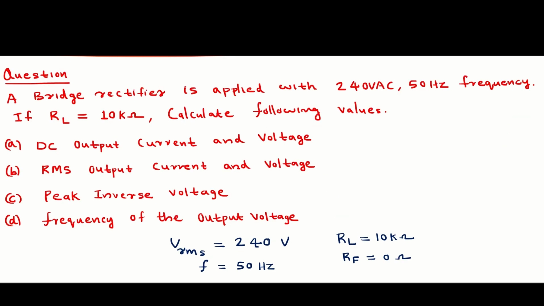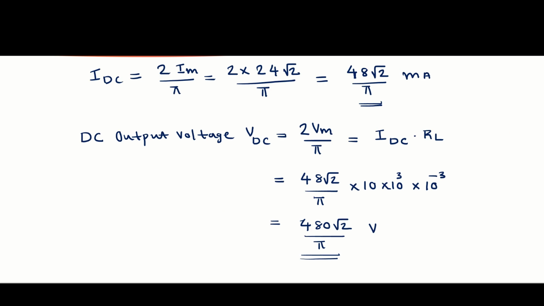Next we have to find out, the B part. I will go to the question. The B part: next we have to find out the RMS output current and voltage. So the RMS output current, indicated by IRMS, which is equal to, we know the expression, IRMS equal to Im divided by root 2.